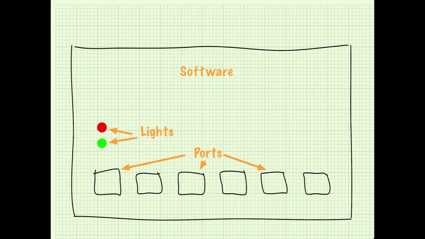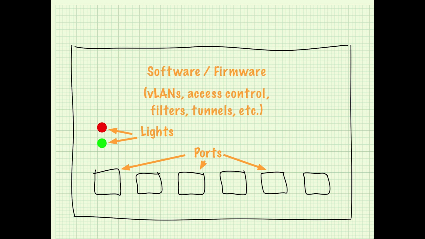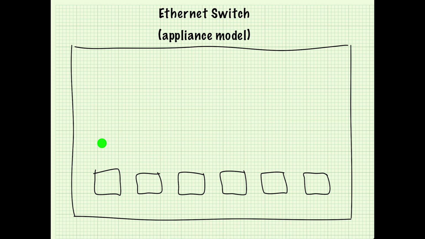It has software that's running on the switch. It's usually called firmware. And the switch implements a number of features. Maybe it supports VLANs, maybe it supports access control filters or tunnels, or other features that you find useful. And this Ethernet switch appears as an appliance. So it's a standalone device. It has these features. So let's look under the covers of this Ethernet switch.